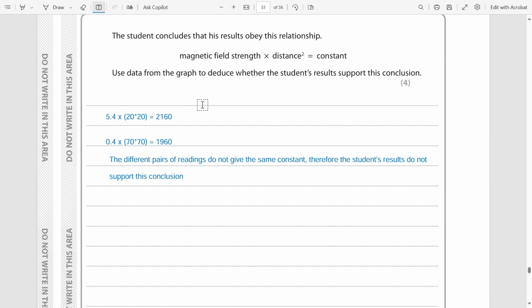This entire paper is done. Now we're going to do paper 2 next. So you guys better get ready for that.